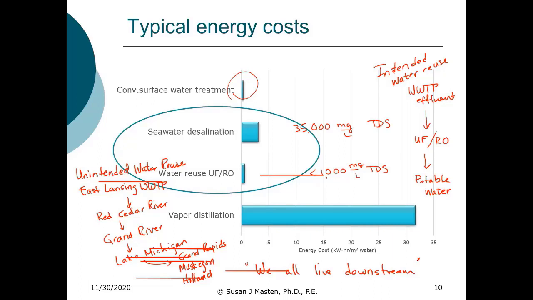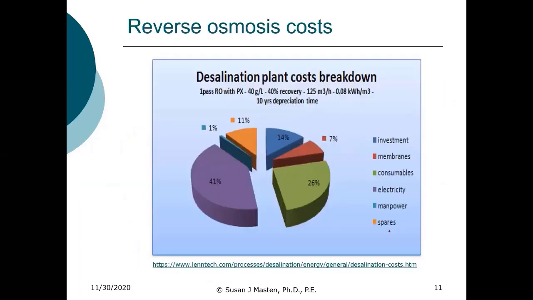Any questions about this? So you can see, in terms of cost, it's a lot more costly from an energy perspective to desalinate water than it is to reuse water. And then vapor distillation is extremely expensive, which is why we don't use vapor distillation on a large scale for water treatment. It's just orders of magnitude more costly than either conventional surface water treatment, desalination, or water reuse.